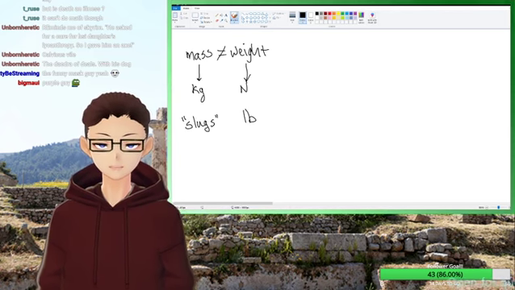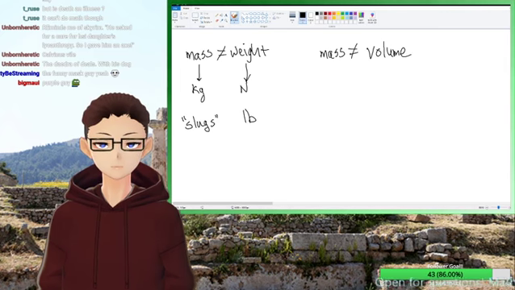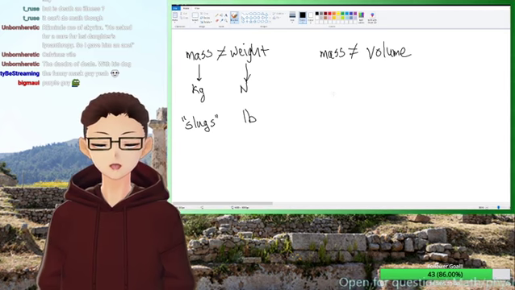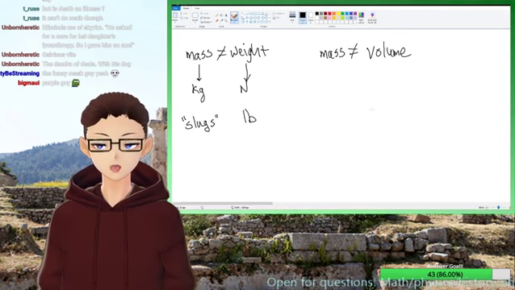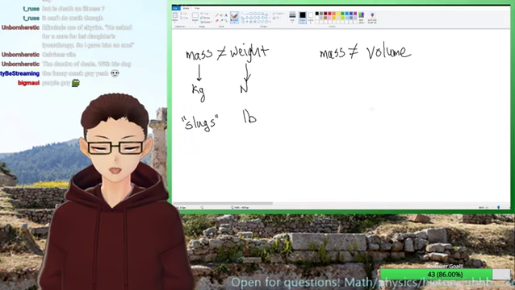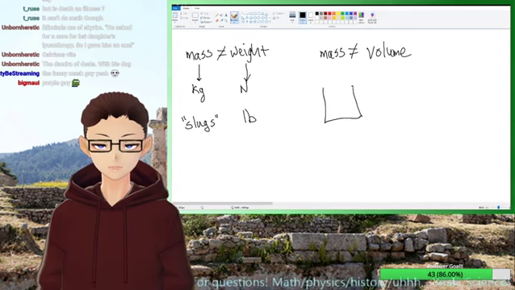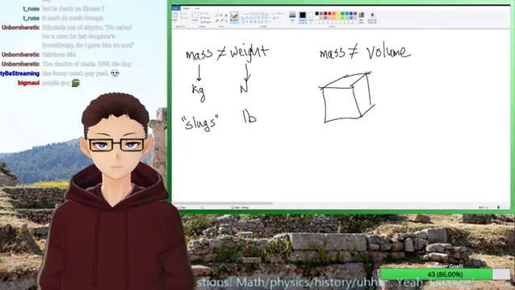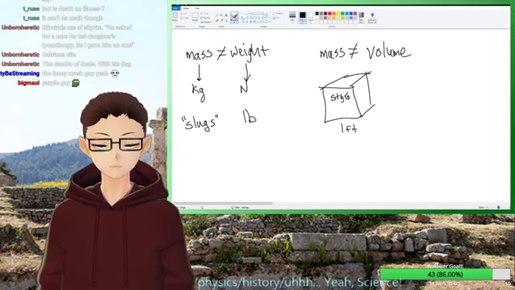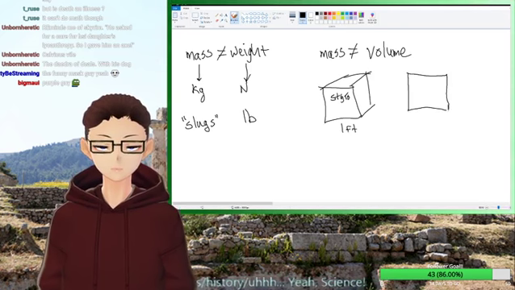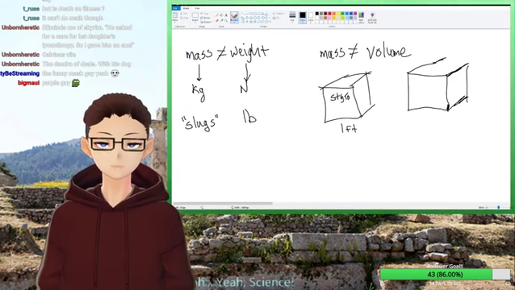Another really important thing is that mass is not the same as volume. Just because two things take up the same amount of space doesn't mean that they are made up of the same amount of fundamental stuff. I could have a piece of styrofoam that is a foot cubed, and I can have a piece of gold that is a foot cubed, and please lend me some money if you are able to afford a foot cube of gold, because that's pretty incredible.